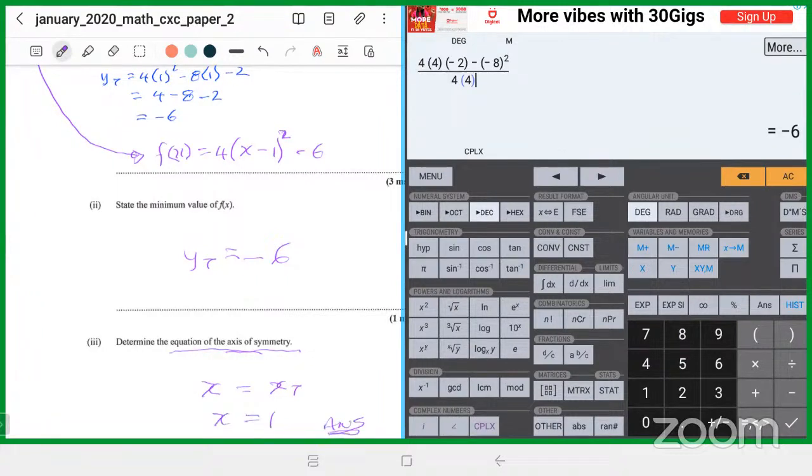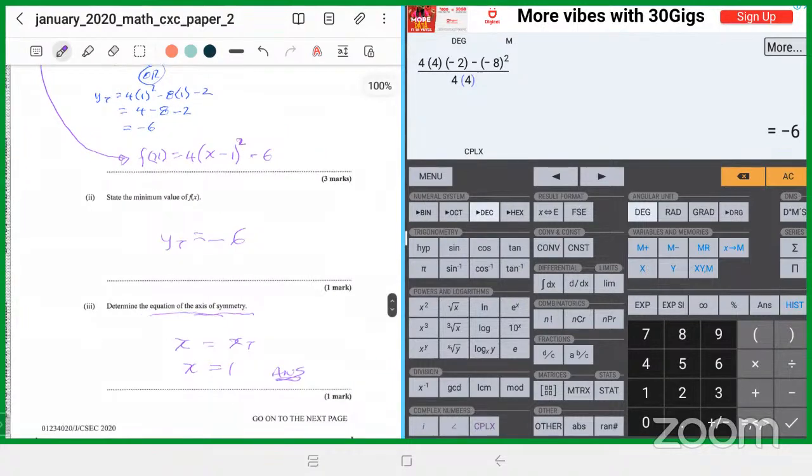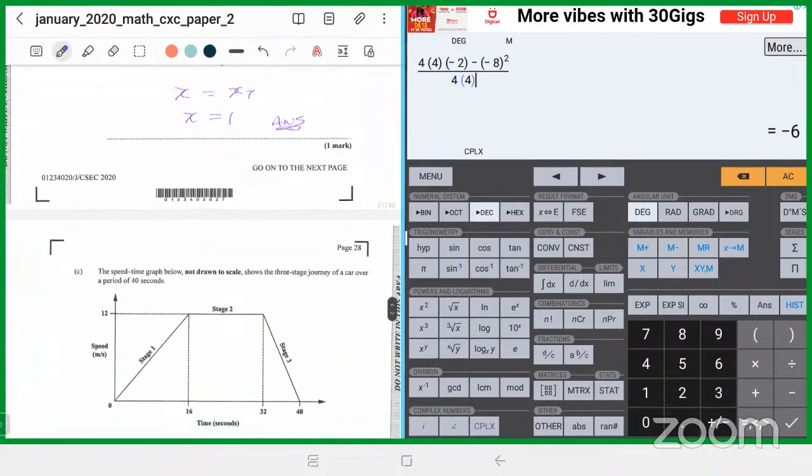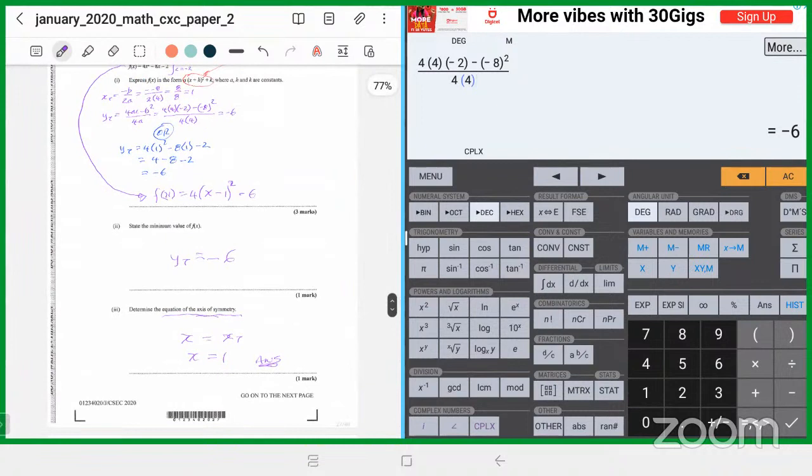Easy. All right, that is it. I think it's done. That's it. Exam paper, 5 marks for that: 3, 1, and 1. All right, 5 marks. I'm not going to do the sketch. Let's just see if we can find another one.